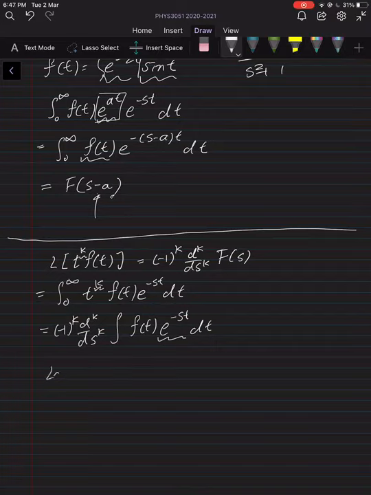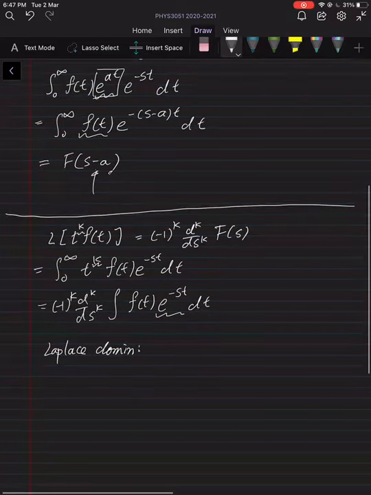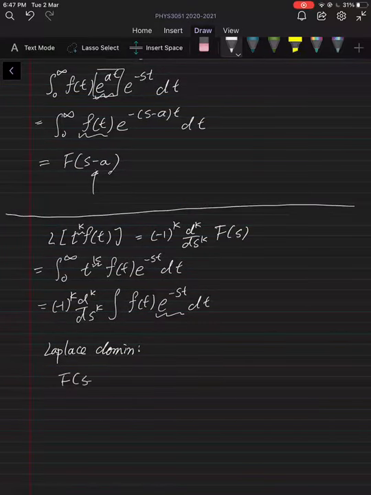So in the Laplace domain, or the s domain, a shift in the Laplace domain corresponds to multiplying the time domain function by an exponential factor.